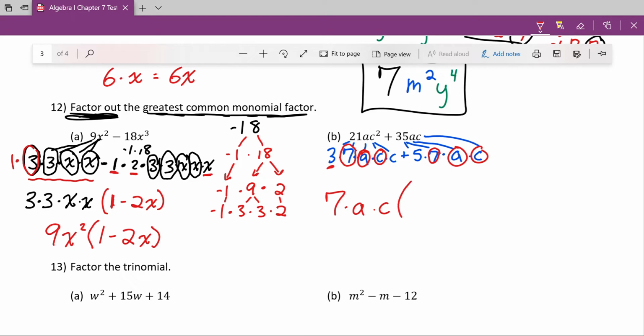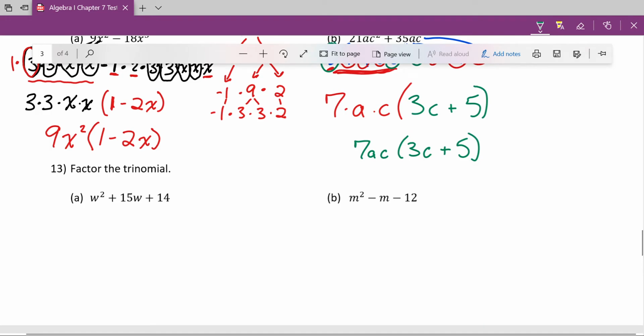And then we're going to write the leftovers. So what's left over in the first term happens to be, I'll do this in green here, a 3c. So 3c plus 5. And I just have to make sure that everything's written as it should be. So 7 times a times c is really 7ac times the leftovers, or my Thai food, 3c plus 5. All right, so that is 12. I will say that 12b is a lot easier than 12a. All right, but let's move on right now.